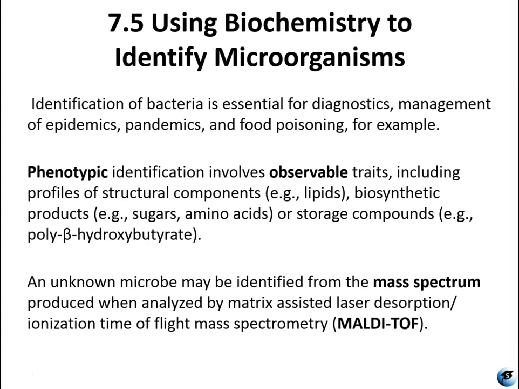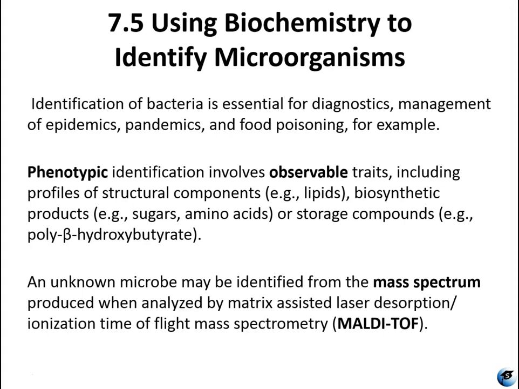Phenotypic identification involves observable traits, so things that you can see. This has to do with structural components, for example lipids, different proteins, enzymes, biosynthetic products like sugars and amino acids, and storage compounds like polybeta hydroxybutyrate. Say that one three times fast.